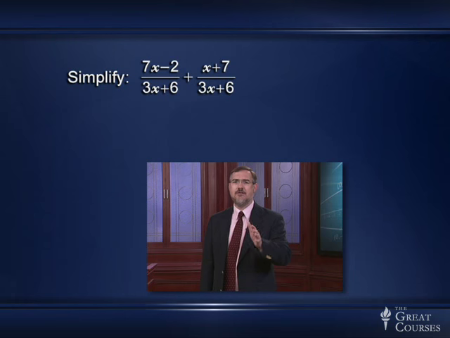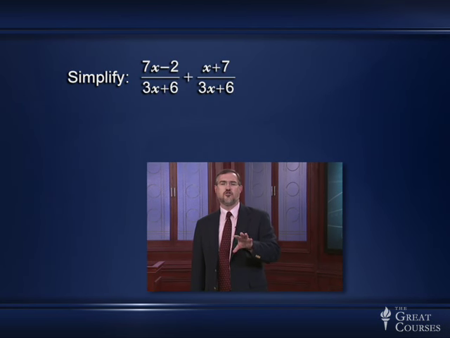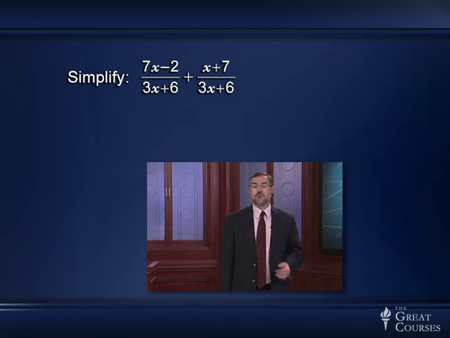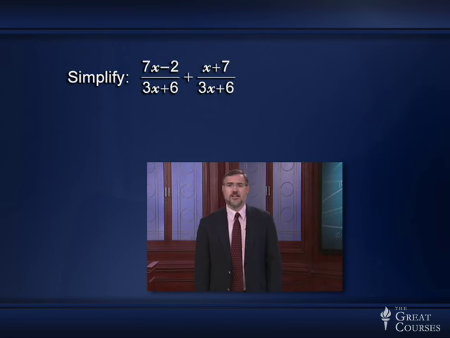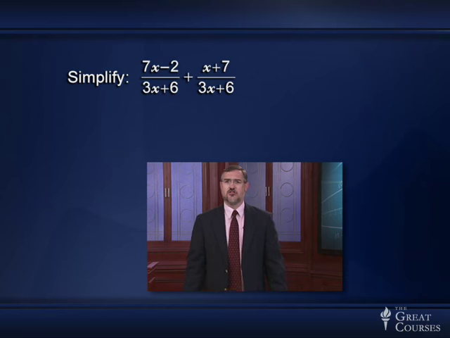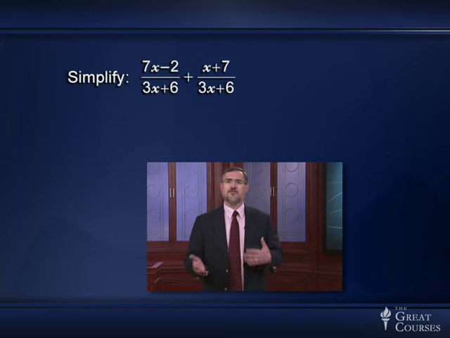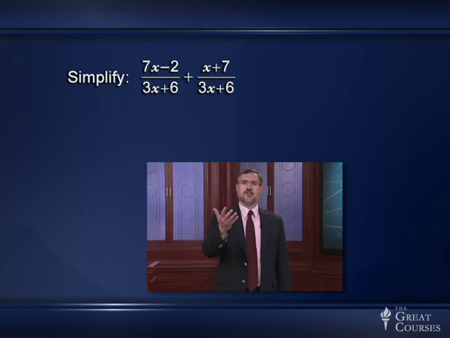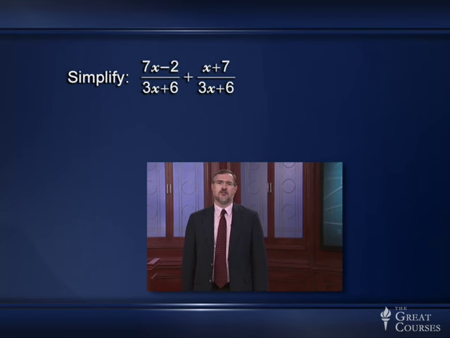Now the first thing we have to do when we want to add two rational expressions like this is to make sure the denominators are equal. By the way, that's the same thing you have to do if you wanted to add two fractions that just involved numbers. You'd have to make sure that you had what we call common denominators. In this case, you do have the same denominator in both fractions.